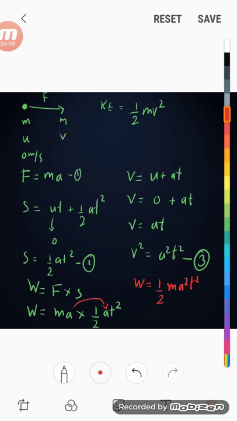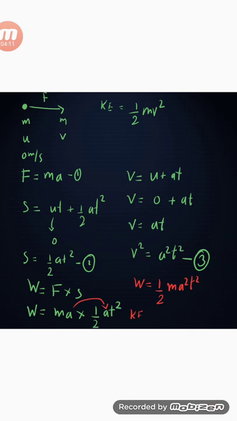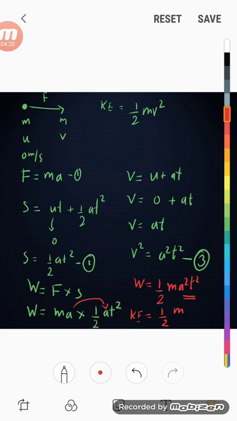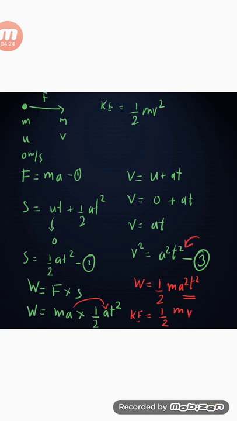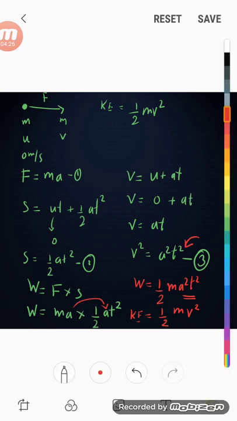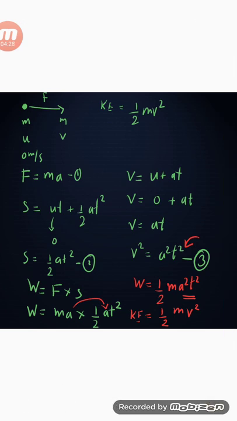Okay, the work done is nothing but kinetic energy, half m. What is a square t square? It's v square, right? So kinetic energy is half mv square. Simple, right?